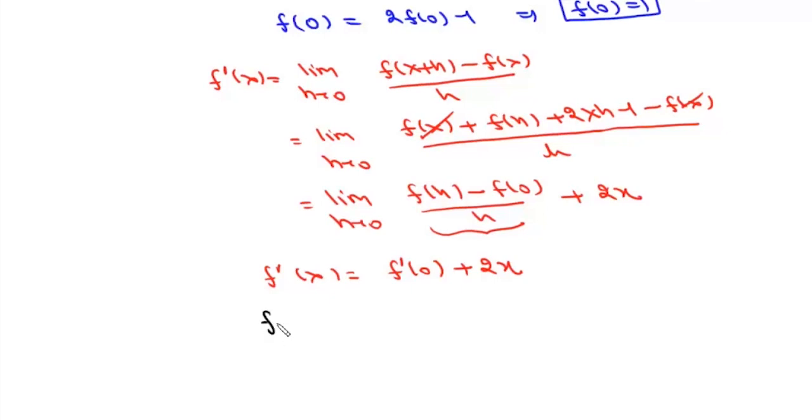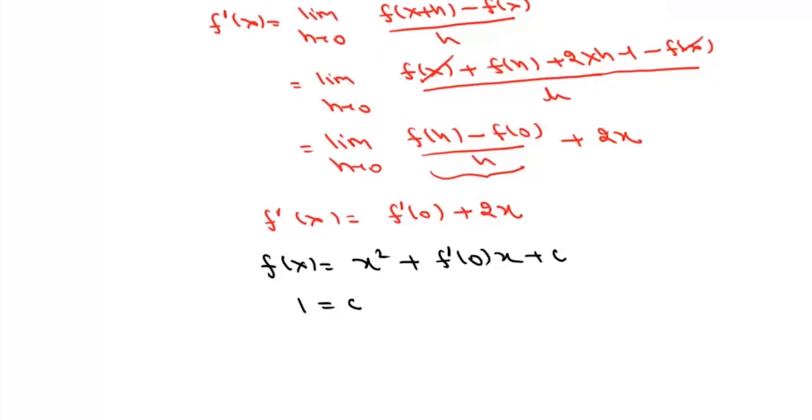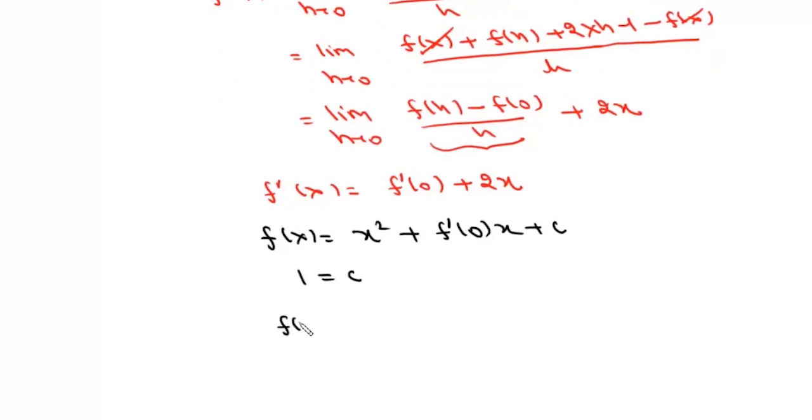Now we integrate this, we can write f(x) equals, now this 2x is simply x square, and here will be this f dash 0 x plus c. Now when x is 0, f(0) is 1. So this is 1 and it is equal to c. So the value of c is 1. So we can write this function f(x) as x square plus, and then f dash 0 is defined as 3 plus a minus a square, x plus 1.